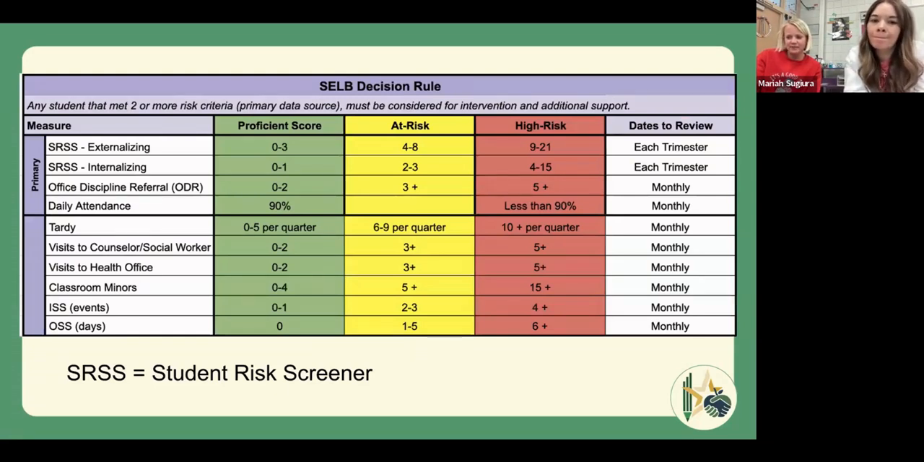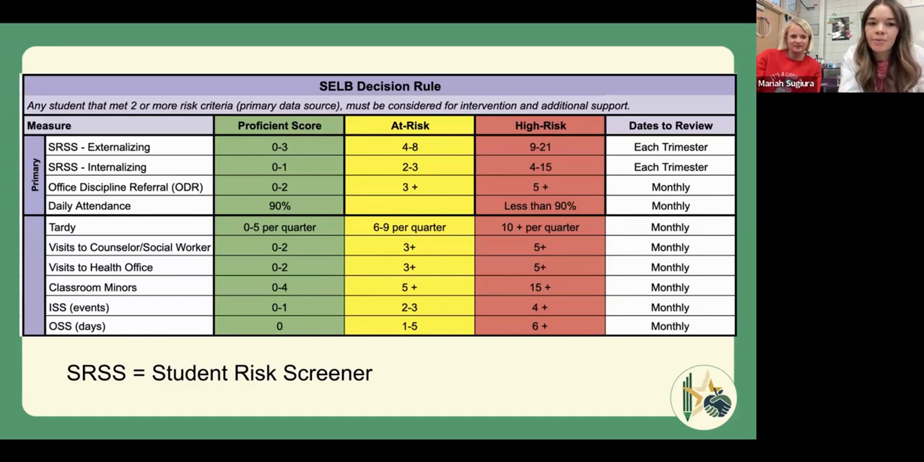These are some examples of data measures that we utilize to decide if students need to receive Tier 2 behavioral supports. SRSS stands for Student Risk Screener, and this is something that teachers fill out 3 times a year for each student. It looks at their internalizing and externalizing behavior concerns. We target students who are high risk in 1 or more categories, or if they're at risk in 2 or more categories. And just the categories on here.